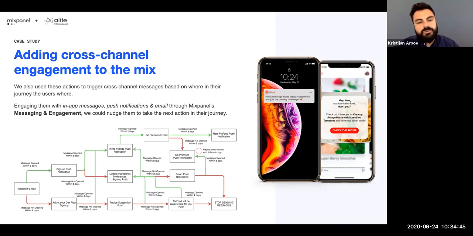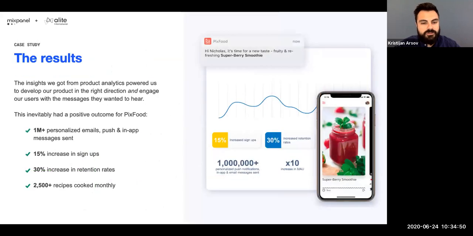And combining these two strategies, the product development and the cross-channel engagement, inevitably led to positive outcomes for our product. So in just a few months, we managed to send over 1 million personalized email, push, and in-app messages to our customers. We managed to increase the number of sign-ups by 15%, which led to a 30% increase in retention rates of our newly acquired users, and which led to our favorite metric: now we had over 2,500 Pix Food recipes being cooked on a monthly basis.